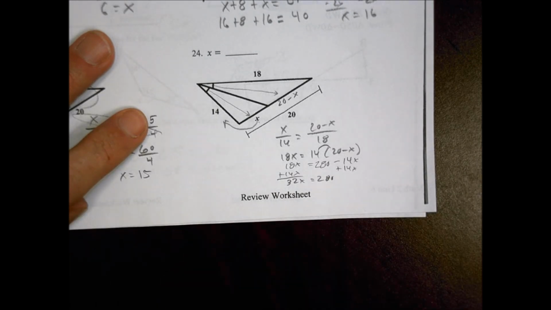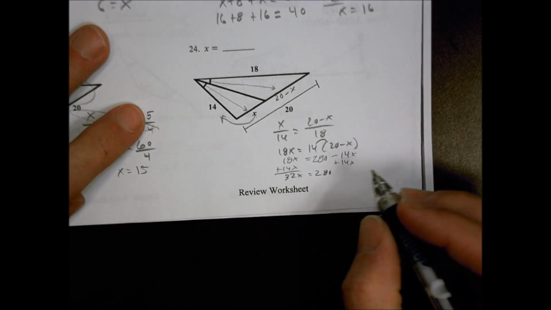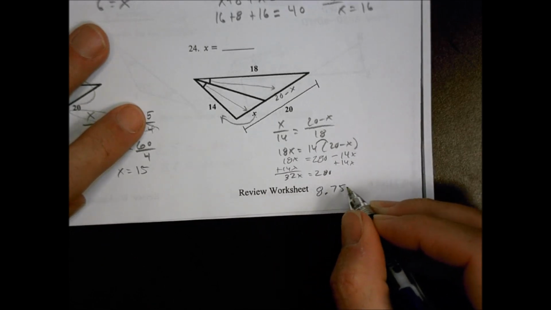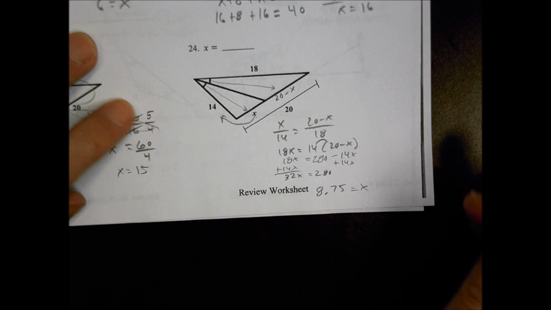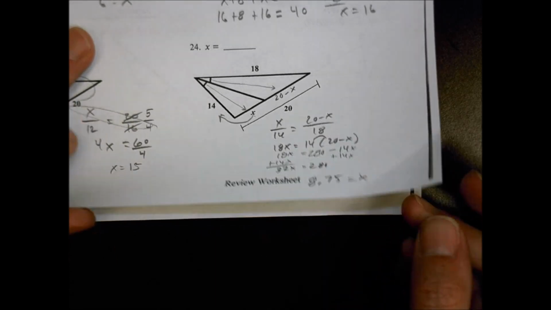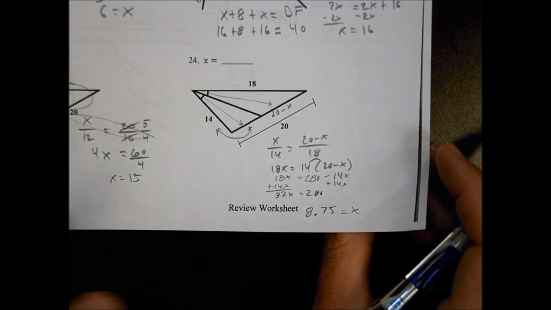Okay, and then 280 divided by 32 is going to be equal to 8.75 is what x is going to be equal to for that one. Not a whole number, but it does work out, and that's what you get. Okay, and the back side, coming to the end here.